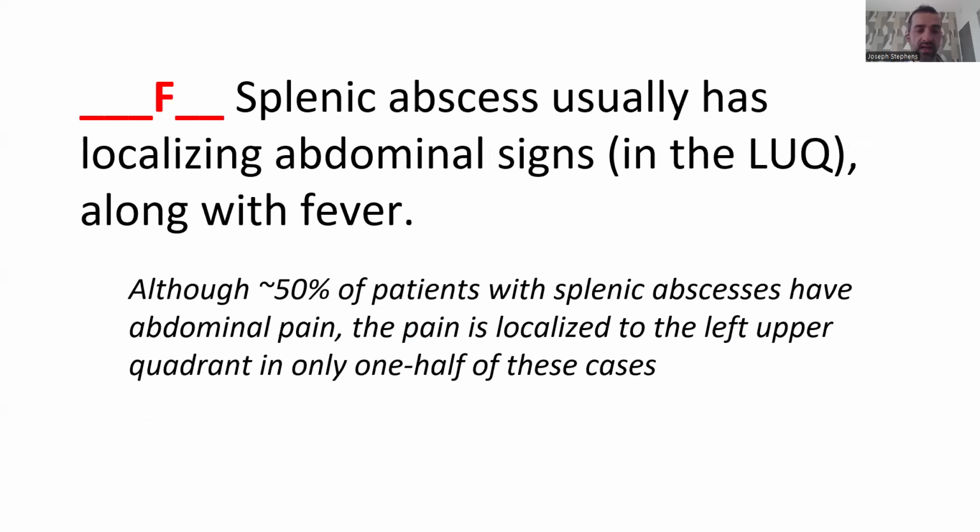True or false, splenic abscess usually has localizing abdominal signs in the left upper quadrant along with fever. That's false. About 50% of patients with splenic abscesses have abdominal pain. The pain is localized to the left upper quadrant in only half of these cases. So it's important to have a very broad differential diagnosis when thinking about abdominal pain and fever, and not lock yourself into things that perfectly fit your classic conception of an illness.